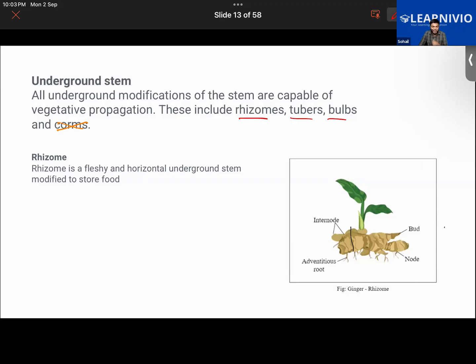Talking about the rhizome: a rhizome is a fleshy, horizontal underground stem that is modified to store food. So a rhizome is a horizontal underground stem modified to store food. It is growing horizontally. You understand what horizontal is? It is spreading in the horizontal direction.